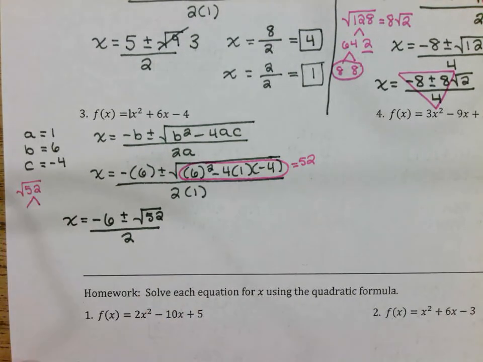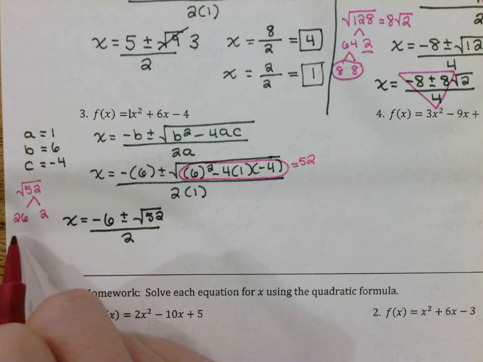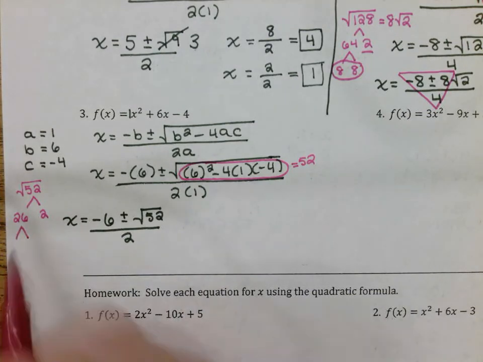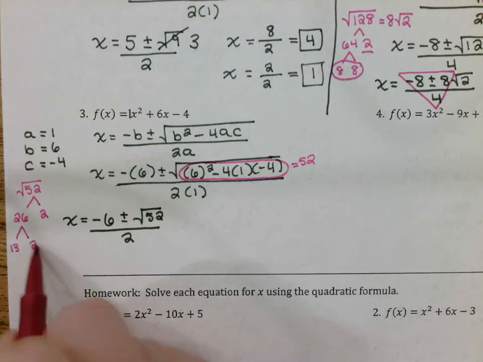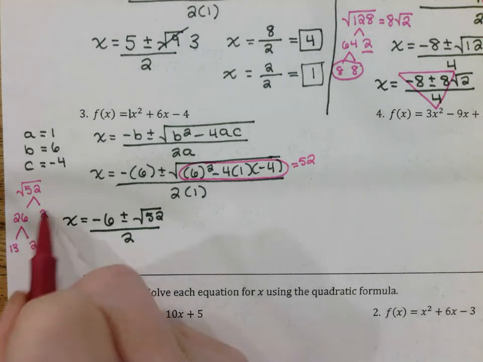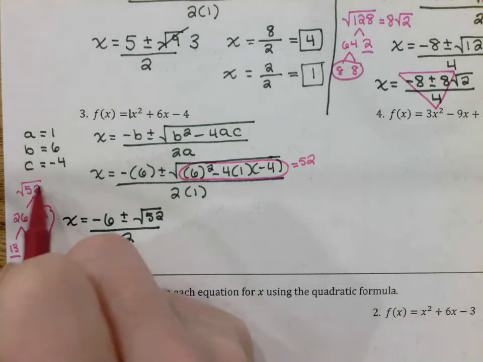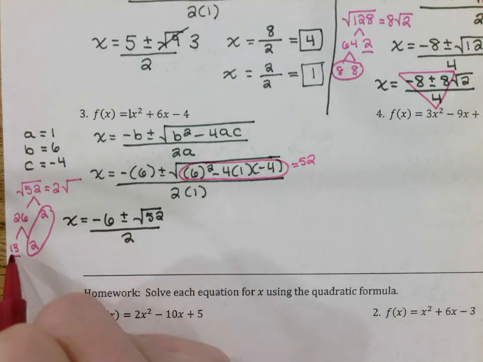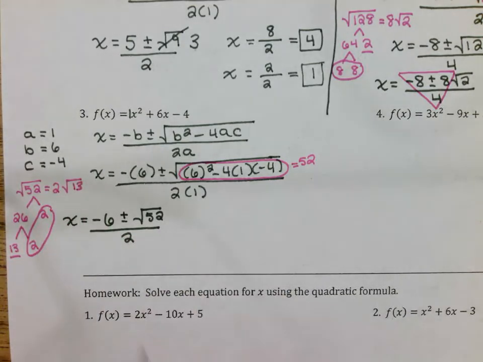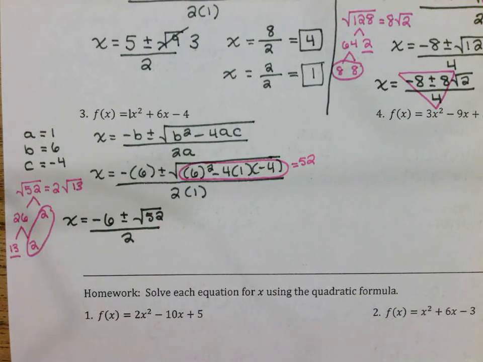Let's see, 2 numbers that multiply to give me 52. I can use 26 and 2. And then I can use 13 and 2. 13 is prime, so we'll have to stop here. I'll circle my pairs, underline my singles. Remember, couples go out, singles stay in. So now instead of the square root of 52, I can replace it with 2 square root of 13.